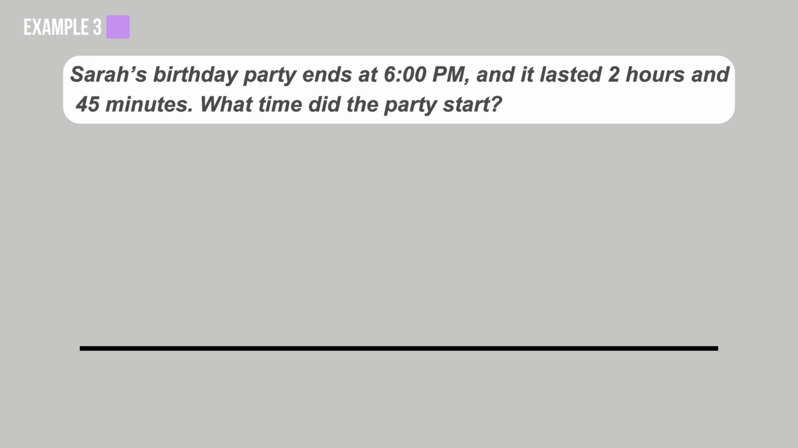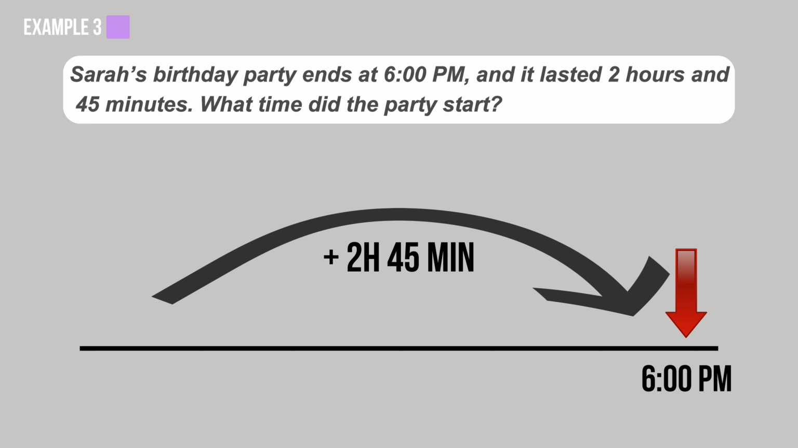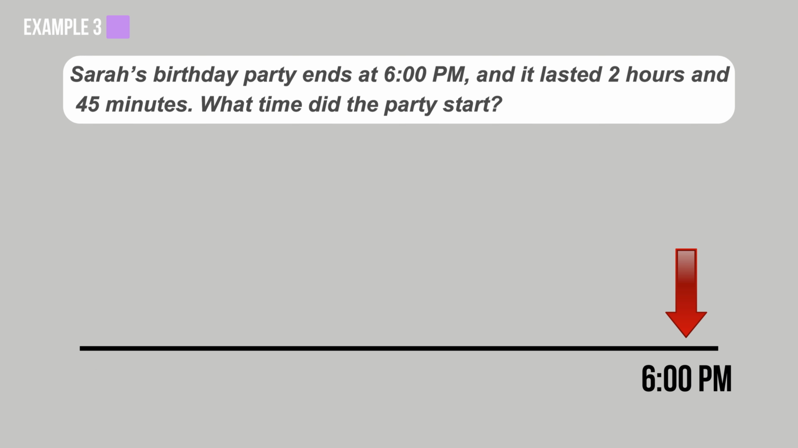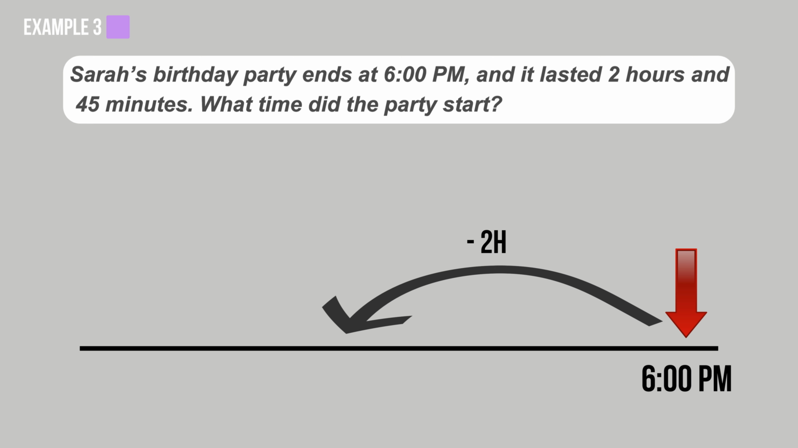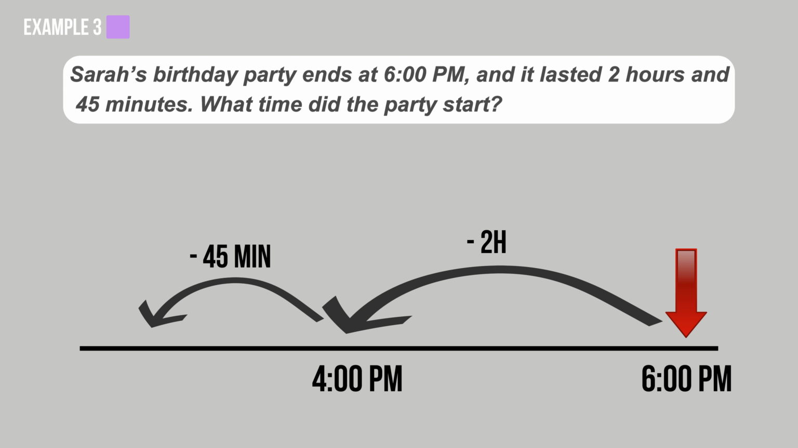In this case, we have to go backwards on our timeline. We can mark the endpoint as 6 p.m. and the time elapsed is 2 hours and 45 minutes. What we do now is we're going back in time. First, we subtract 2 hours. 6 p.m. take away 2 hours is 4 p.m. Now we subtract another 45 minutes. 4 p.m. minus 45 minutes is 3:15 p.m. That means the party started at 3:15 p.m.